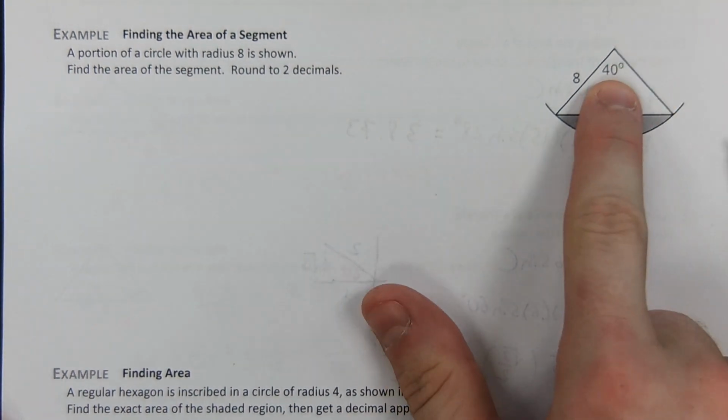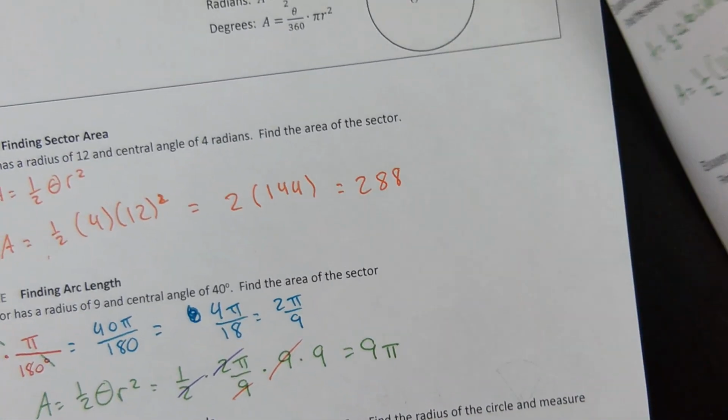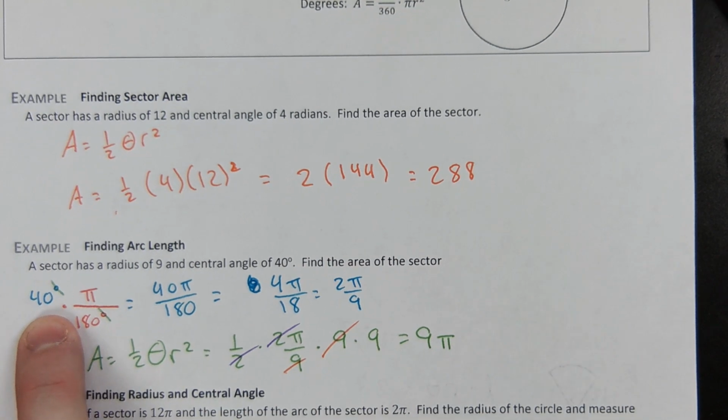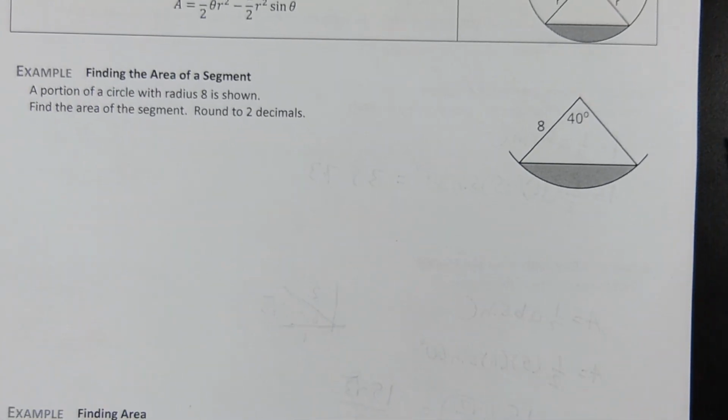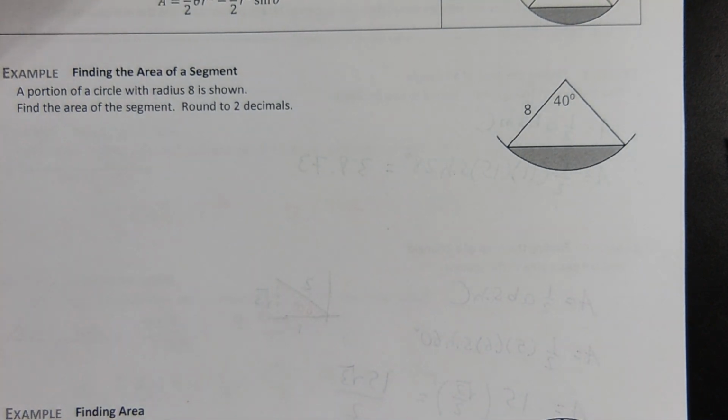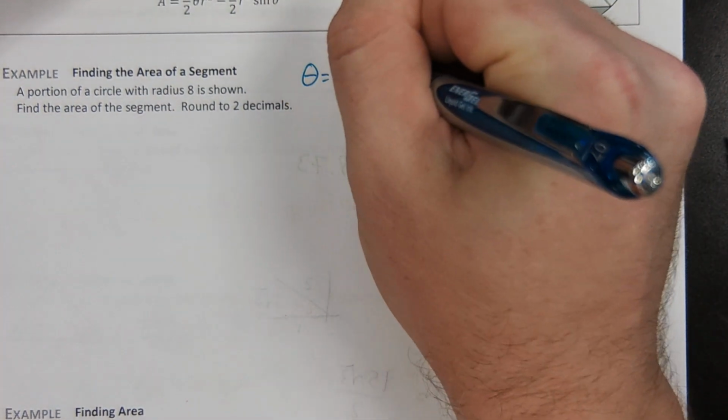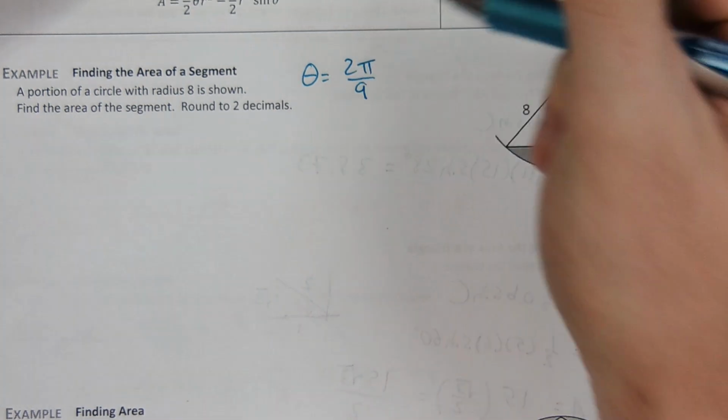Oh, 40 degrees. We just did 40 degrees. That was 2 pi over 9 in radians. We just did that one. So we don't need to redo that. We could see that from previously in the notes.